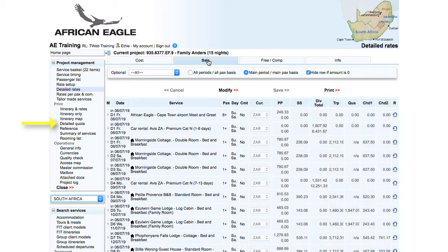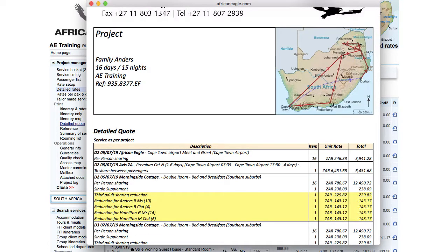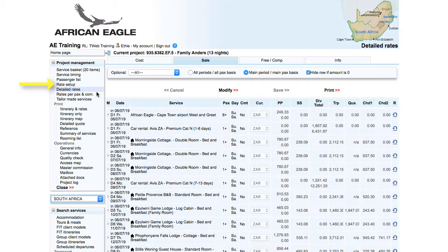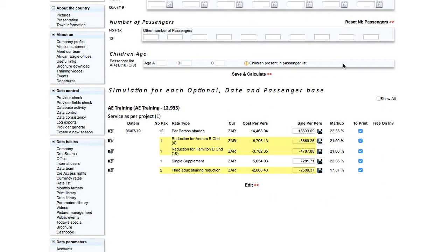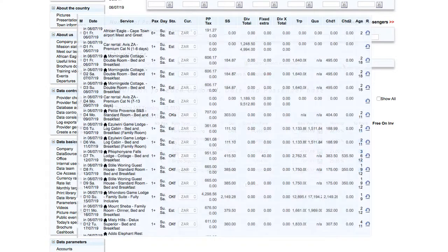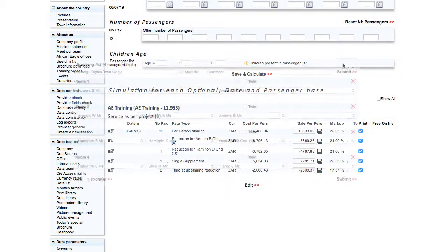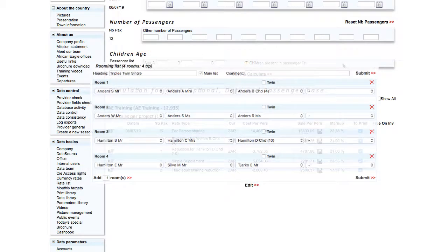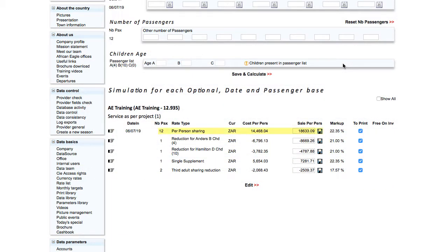If we now consider the detailed quote, we see that it is expressed as a reduction. For example, for Mount Sheba, dinner, bed and breakfast, third adult sharing reduction, fourth adult sharing reduction, and reductions for Anders R, B, and Hamilton M. The package rate likewise displays reductions. Special rates, although available, do not always apply or apply differently in different situations, and generally don't apply to all passengers in the same way. So, to make it easier for the client to understand, on the quote, everyone is charged the basic per person sharing rate and then supplements or reductions as applicable.